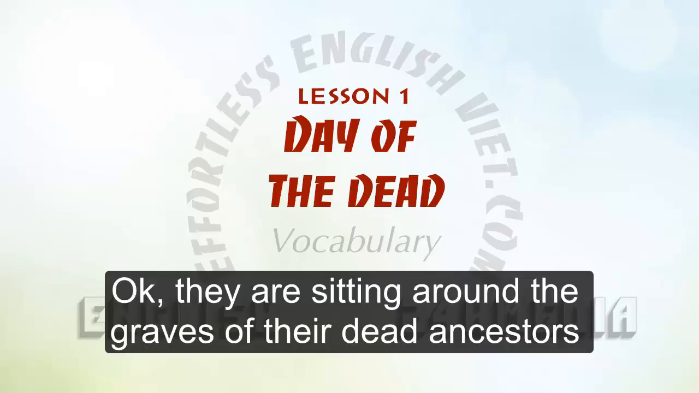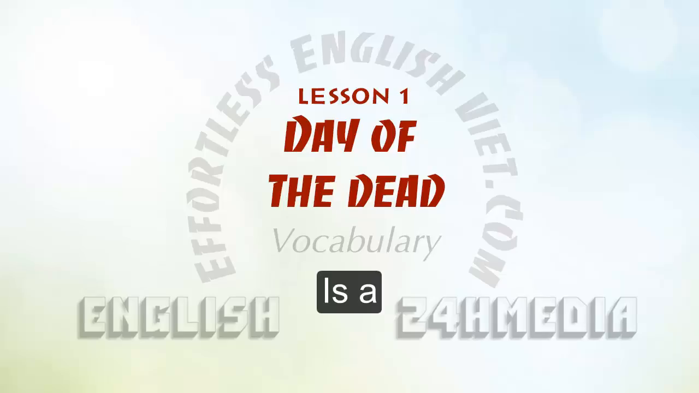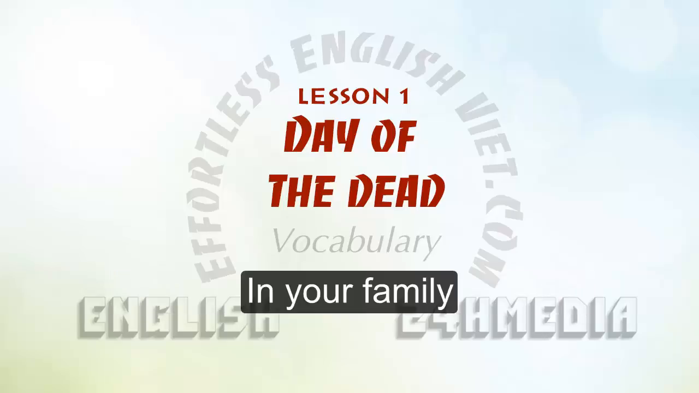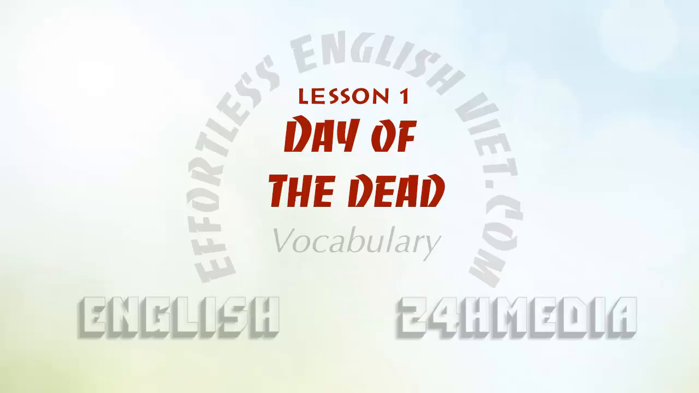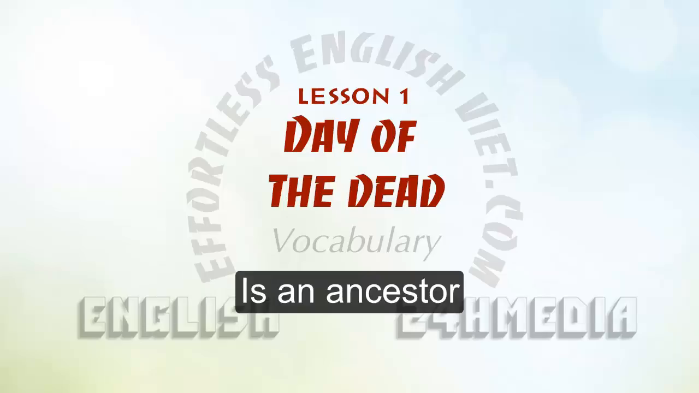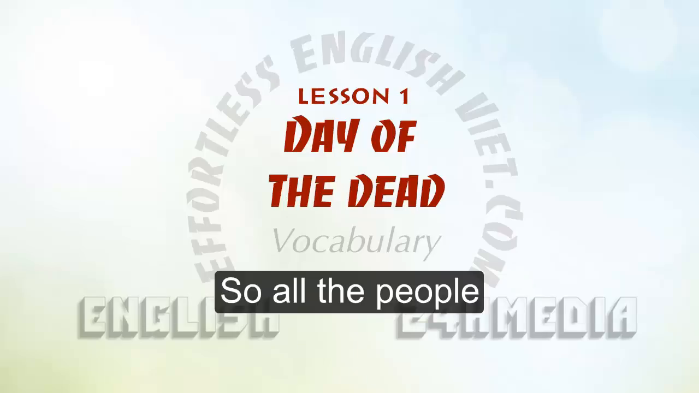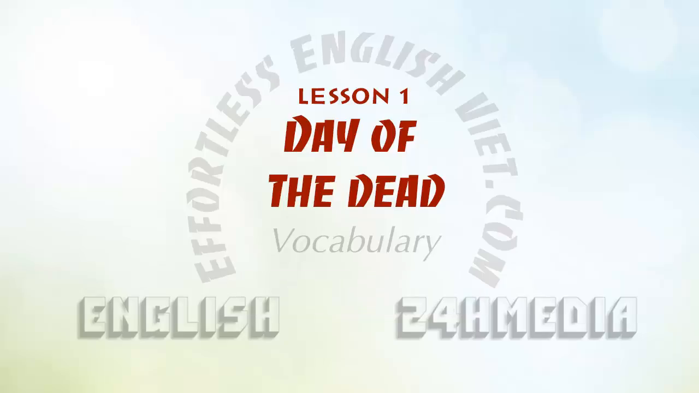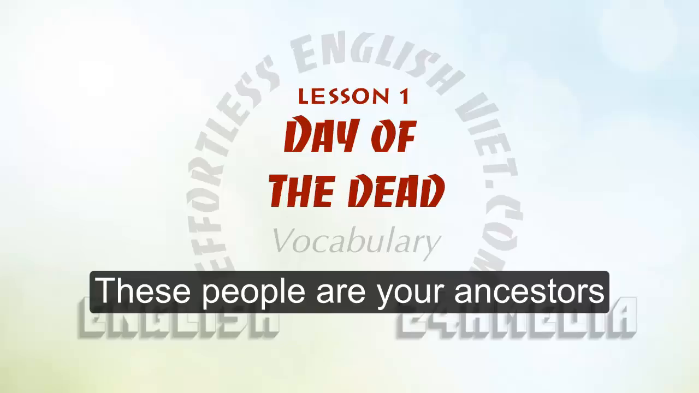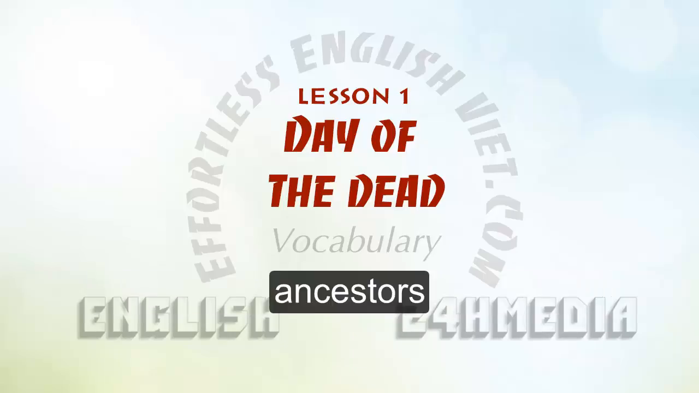Okay, and they're sitting around the graves of their dead ancestors. An ancestor is a person who comes before you in your family. For example, your grandfather or grandmother is an ancestor. Or your great-grandmother is an ancestor. So all the people in your family older than you, or who came before you, these people are your ancestors. So that's ancestors. We say ancestors.